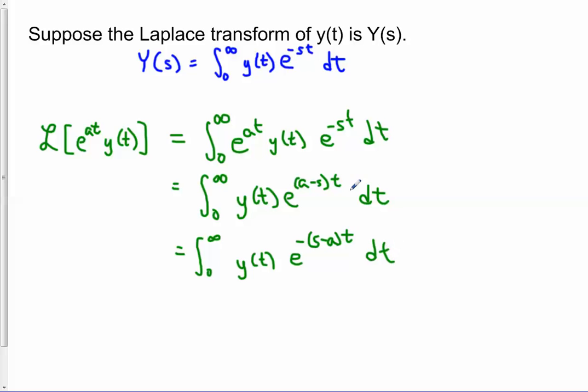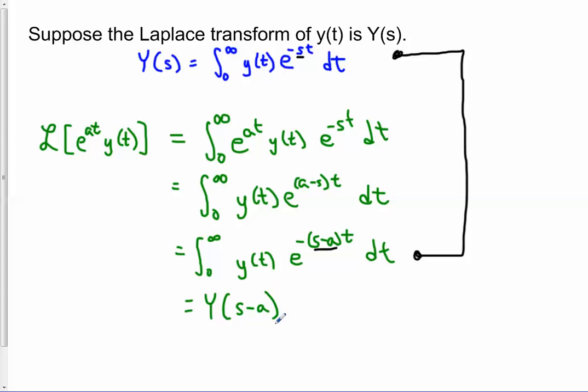Then the idea is to compare that with this, and you see that everything is the same except in place of s, we have s minus a. It's the only difference. When there's an s in there, we're calling that capital Y of s. Well, when there's an s minus a in that same slot, that would be capital Y of s minus a. And so that is a complete proof of the S-shift rule.